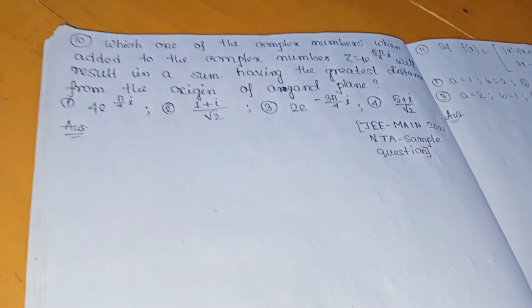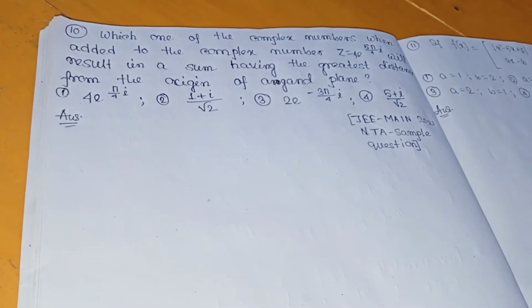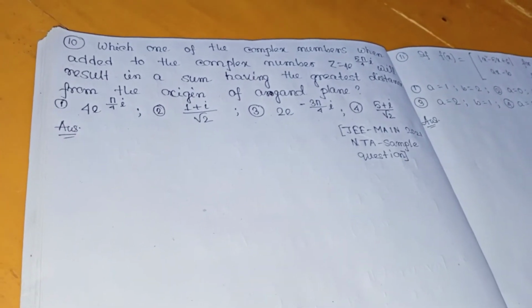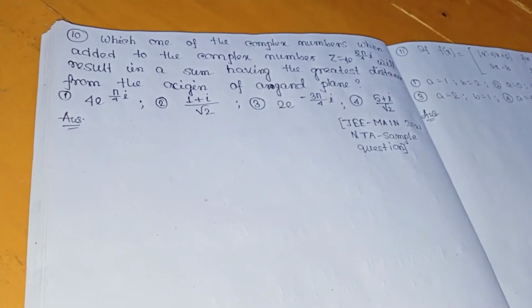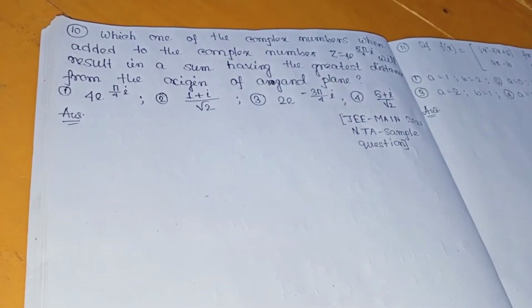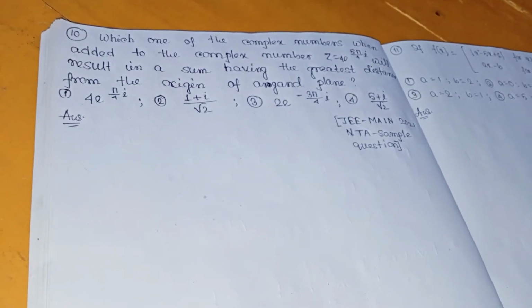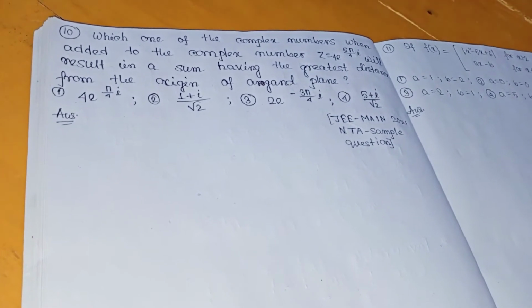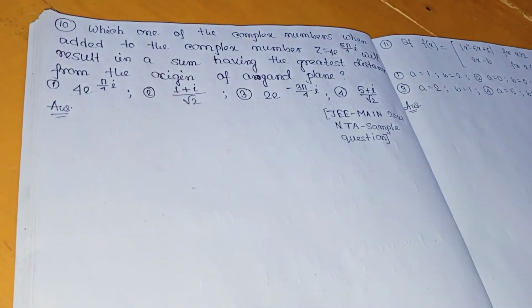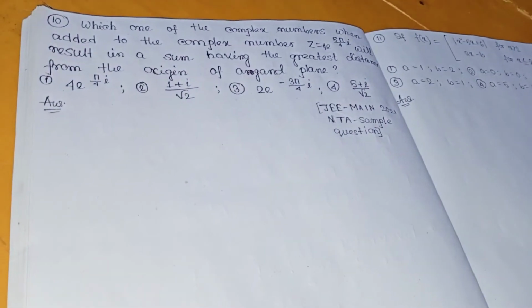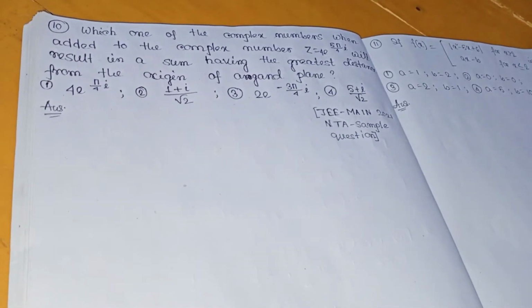Today we solve NTA sample question 2021 JEE Main. Question number 10. Which of the complex number when added to the complex number z is equal to 4 into e to the power 5 pi by 4 into i will result in the sum having the greatest distance from the origin of Argand plane? Four options are given. This is the question in the house of complex number.